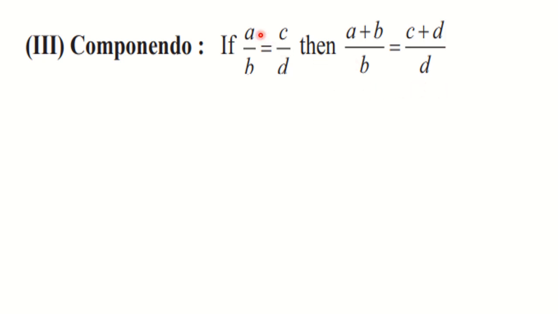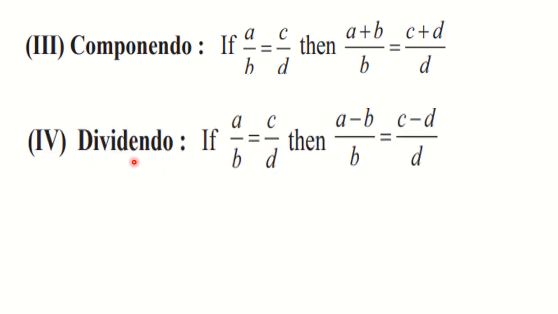So if A upon B is equal to C upon D, then A plus B upon B is equal to C plus D upon D. Here the numerator and denominator are added in the numerator. Denominator is kept as it is. This property is called as componendo.